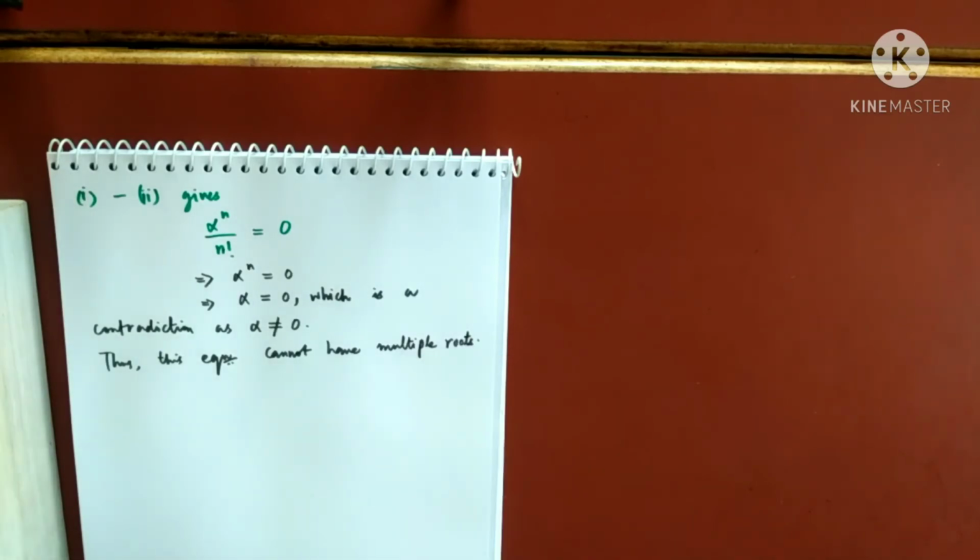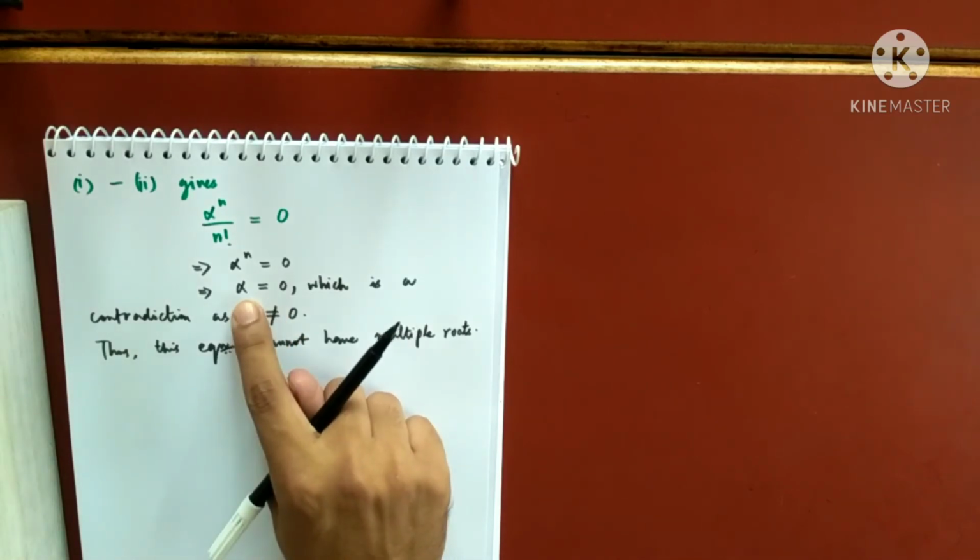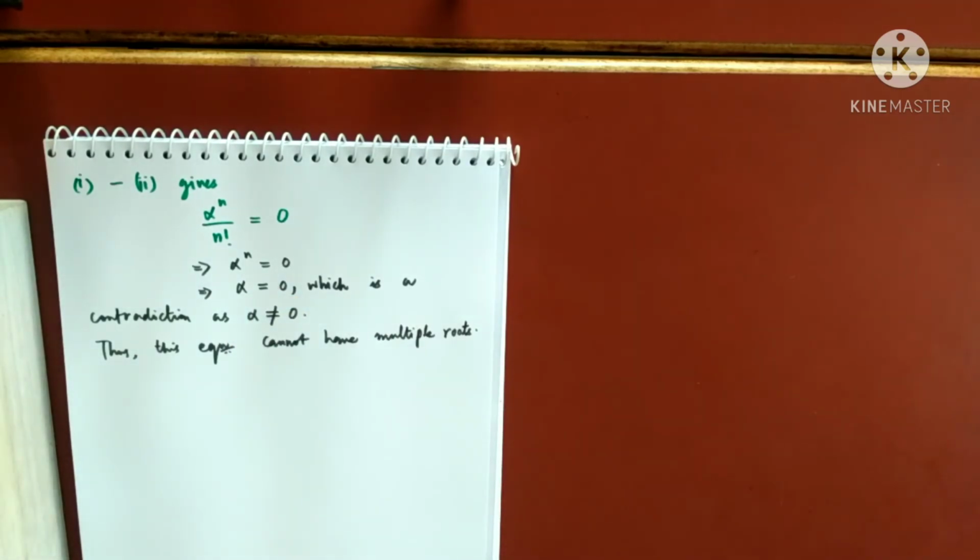So we had assumed that suppose alpha is a multiple root, but due to that assumption I am getting that alpha is 0. That means my assumption was wrong. That means this equation cannot have a multiple root. Okay. So this is all about multiple roots.